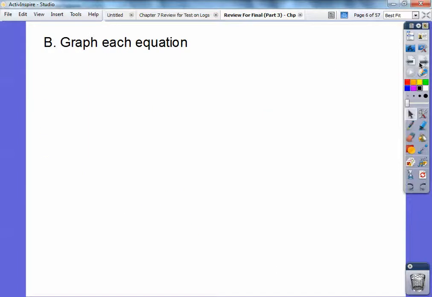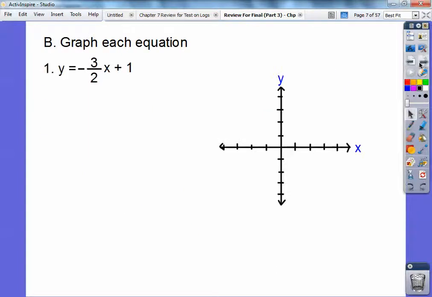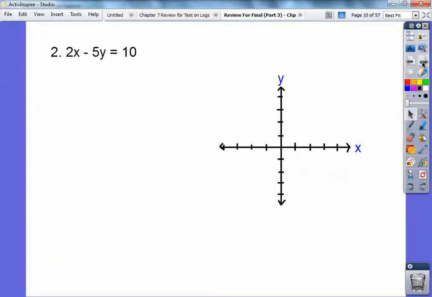Okay, so graph each equation. For y equals mx plus b, I'm going to graph the plus b first, the plus 1. Then I use my slope, down 3 to the right 2, and then I just graph them and connect them up. There you go. Number 2, 2x minus 5y equals 10. I'm going to use my intercept method, so let x be 0 and -5 goes into 10 -2 times. Let y be 0 and 2 goes into 10 5 times, and there it is right there.